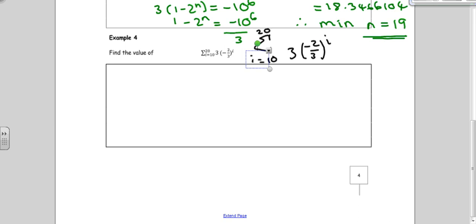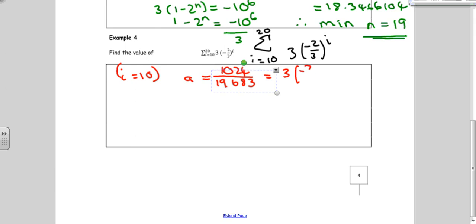So our first term is going to be when I equals 10, so that's going to give us A. And if we put I equal to 10 into this, we come out with 1024 over 19,683. So that's doing 3 lots of minus 2 over 3 to the power of 10. So that gives us our first term.